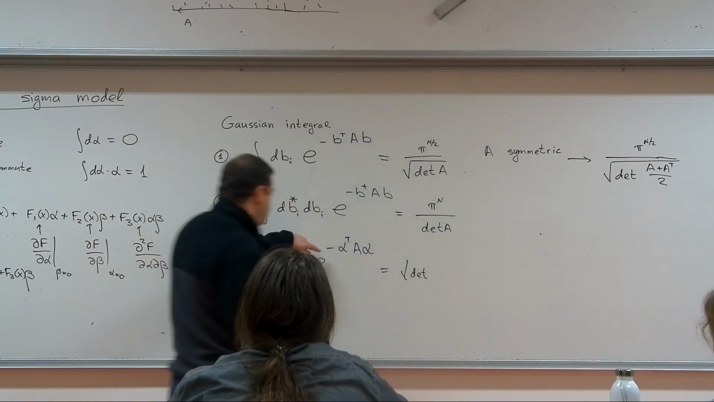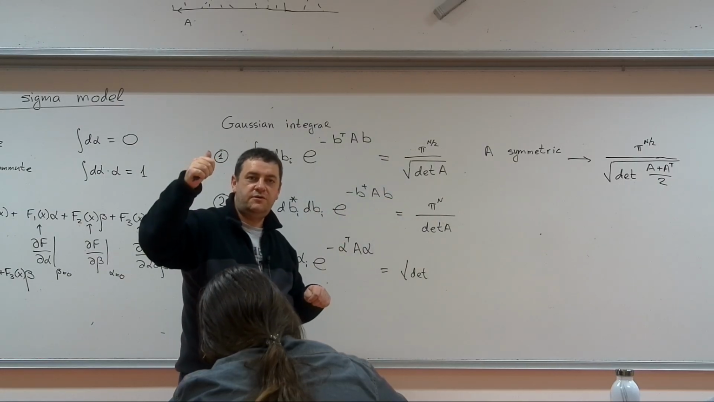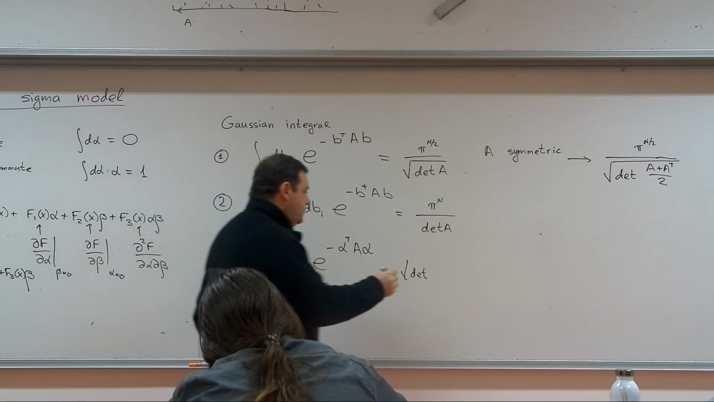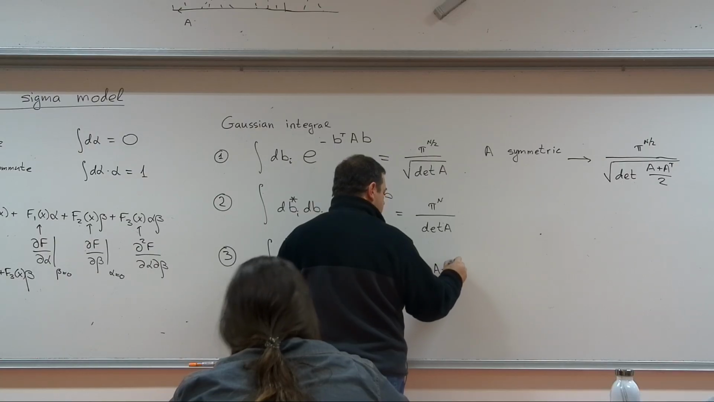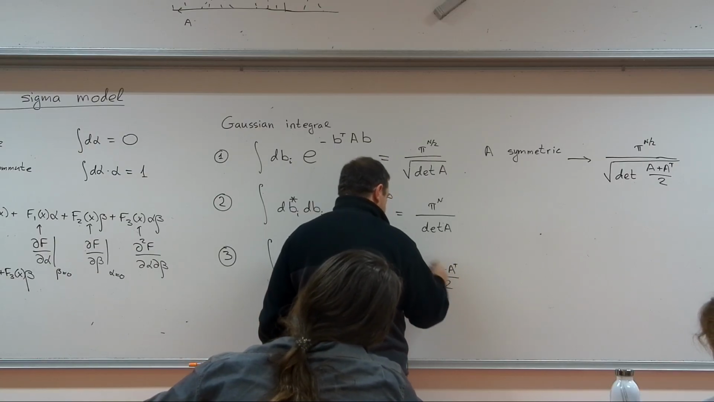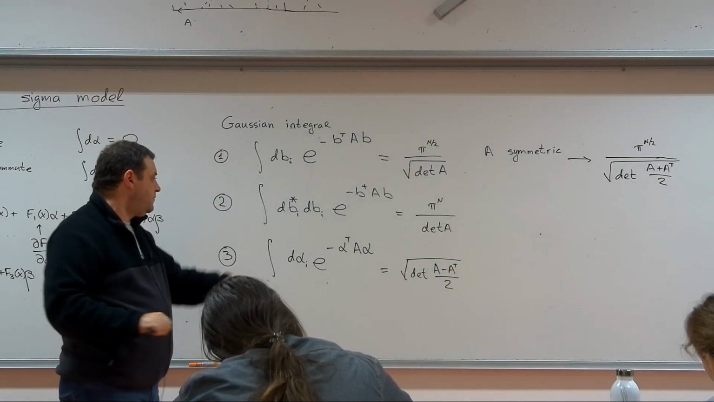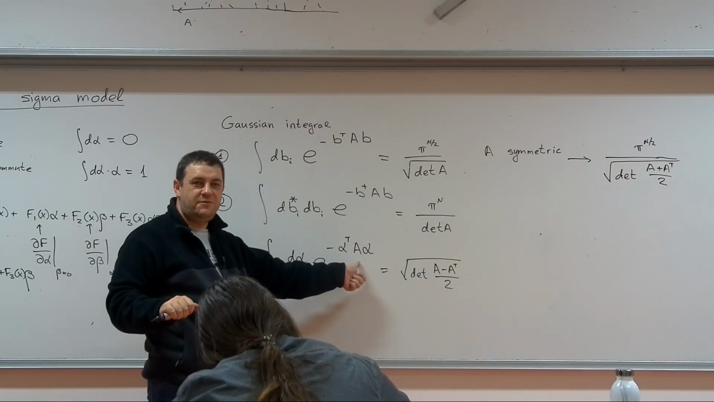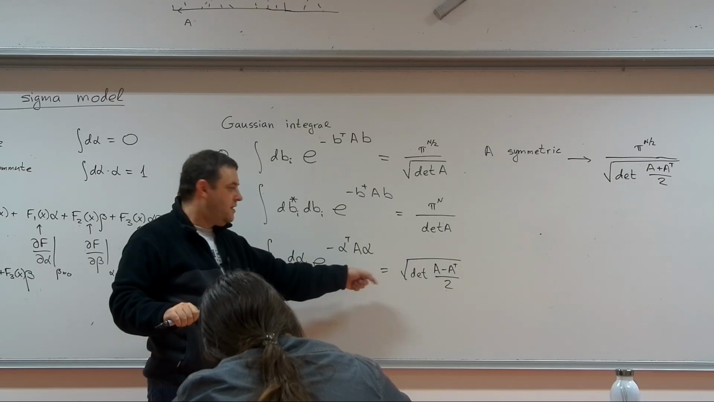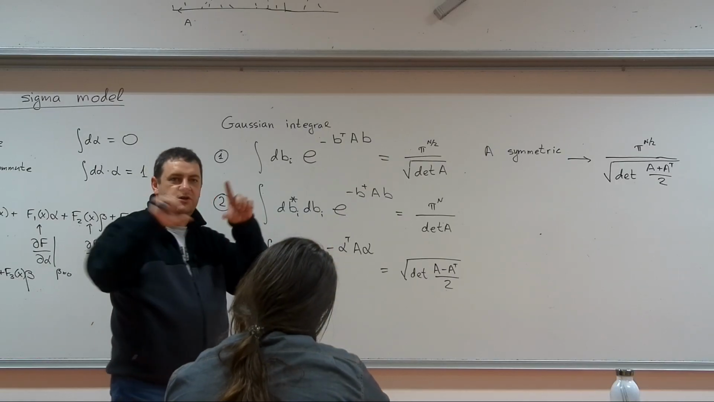So what is the difference? With Grassmann variables, it doesn't go to the denominator, it goes to the numerator. It will be a square root of determinant of the antisymmetric part of A. Because alpha and alpha anticommute, only the antisymmetric part of A enters here. You can check it, this is a very simple thing, just take a 2 by 2 matrix.